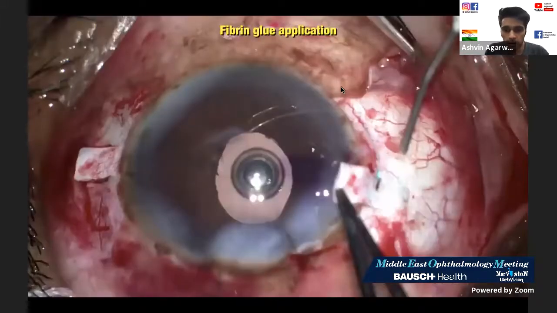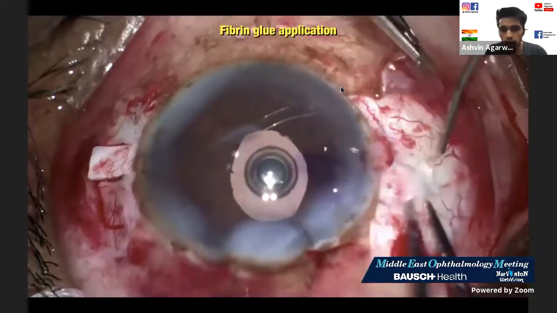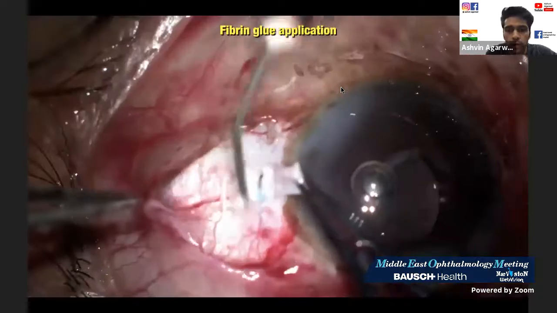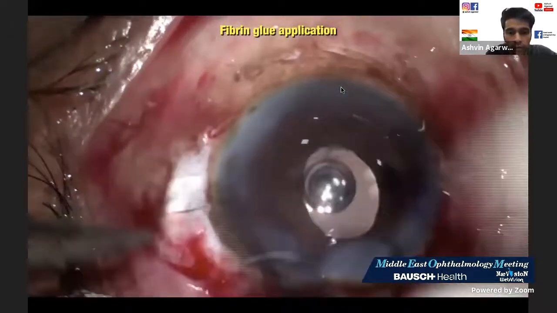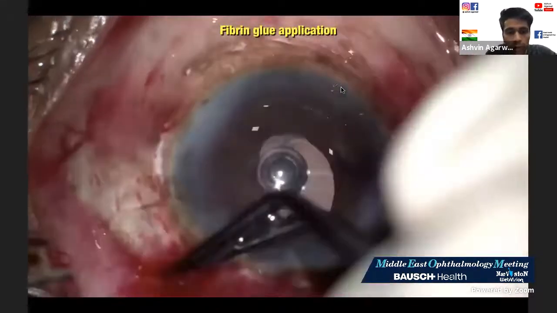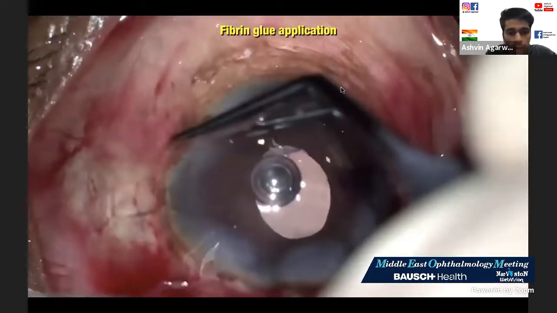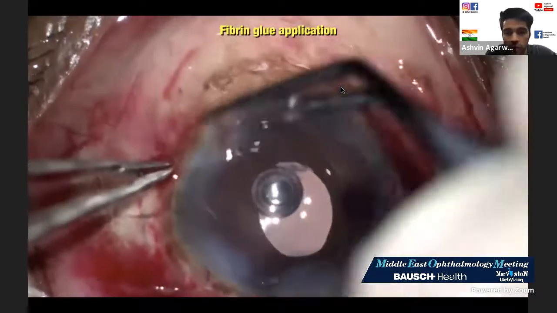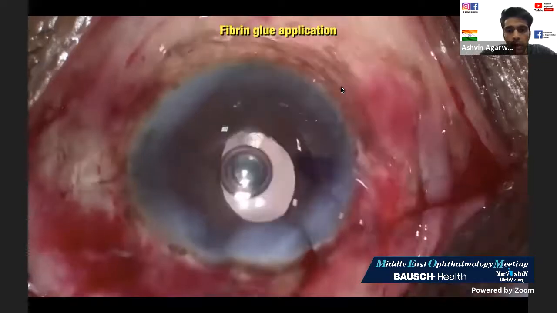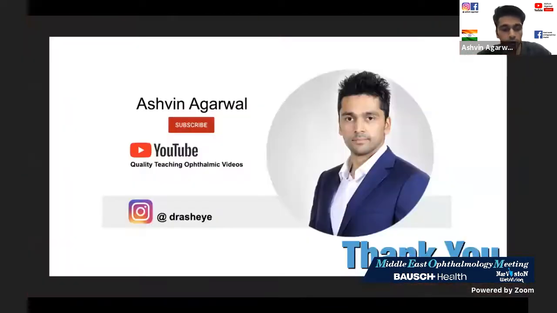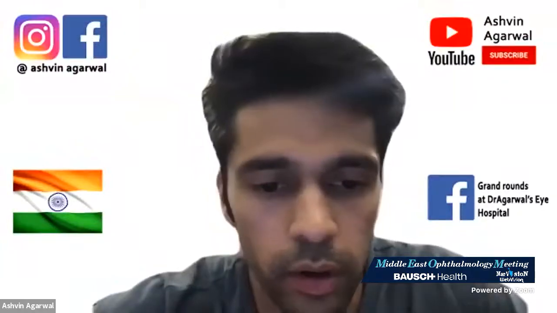Coming to the last step probably is gluing. After removing the trocars, of course, is gluing the flap and the conjunctiva. This is pretty much the end of the case and some of the advantages of this procedure. And I'm going to stop the share because I want to show you guys one last video.